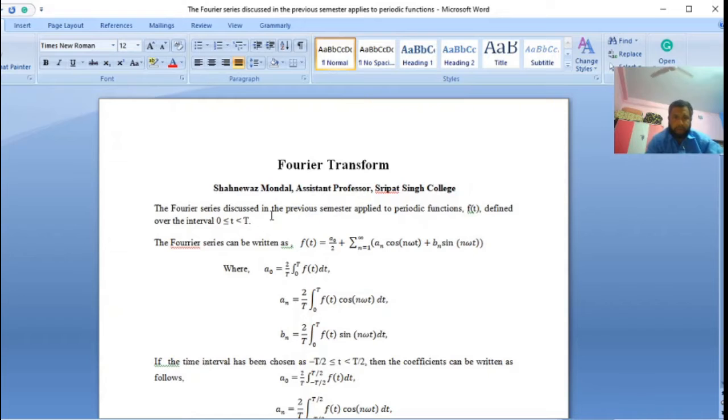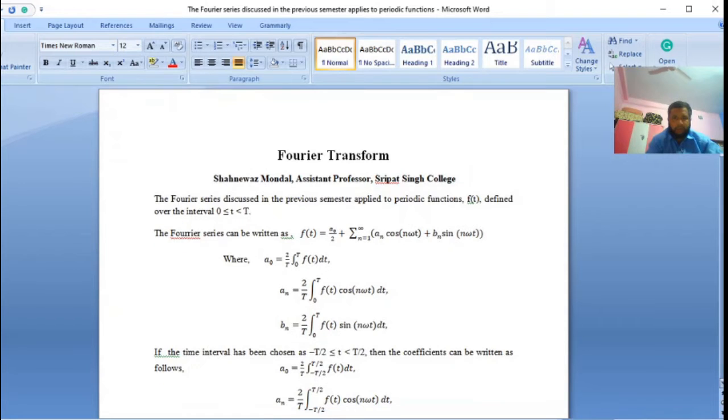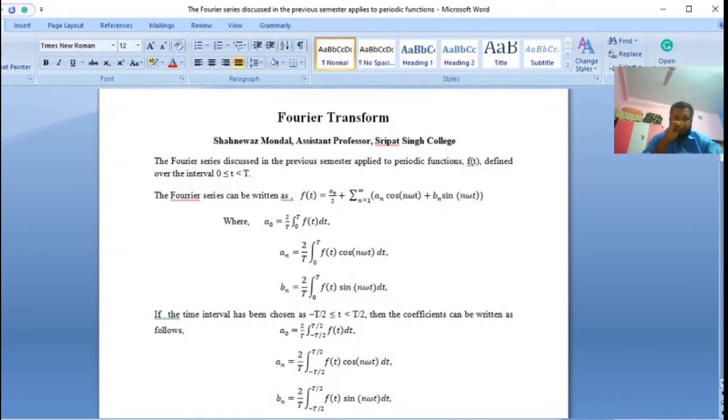Today I will teach you the Fourier transformation. So, first of all, you have learned the Fourier series in the previous semester. So, what was the series?